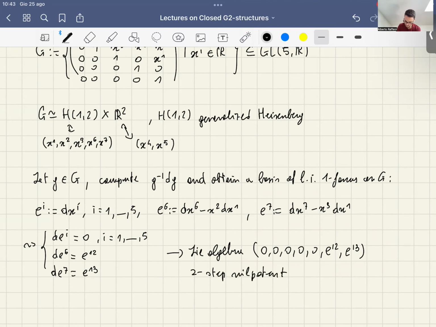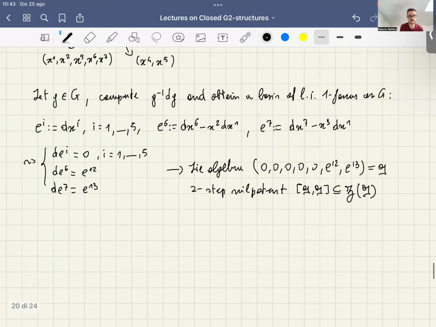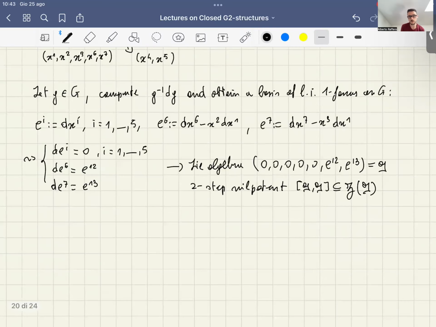As in fact, let's call this the algebra G. If you compute, and as you can see from this description here, the bracket of G with itself, you will see that it is contained in the center of G. And now, using this frame of left invariant 1-forms, you can construct a left invariant 3-form that defines a closed G2 structure on the manifold that is not co-closed.